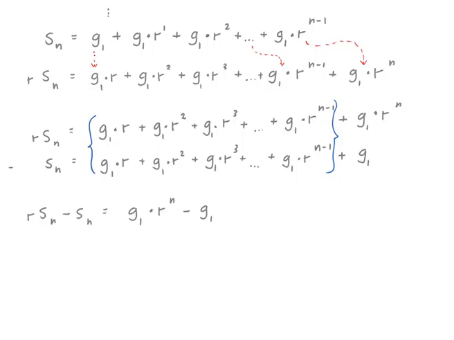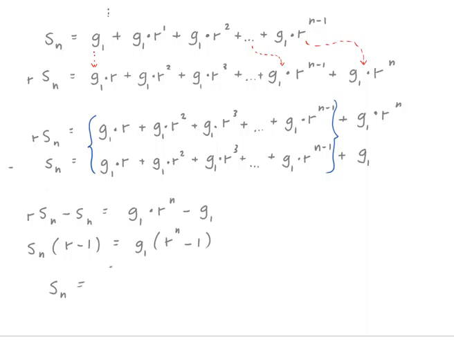From here, we're going to factor both the left and the right side. I get Sn parentheses R minus 1 equals G1 parentheses R to the nth power minus 1. Divide both sides by R minus 1, and I get to the point where Sn equals G1 times R to the nth power minus 1, divided by R minus 1. And that's the derivation for our equation.